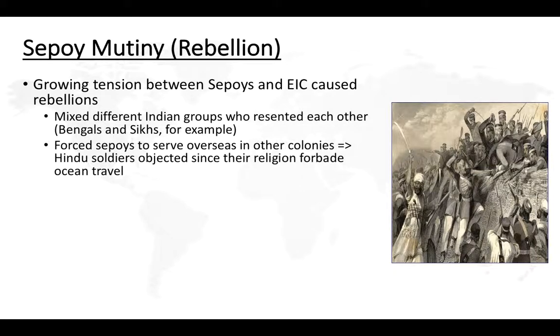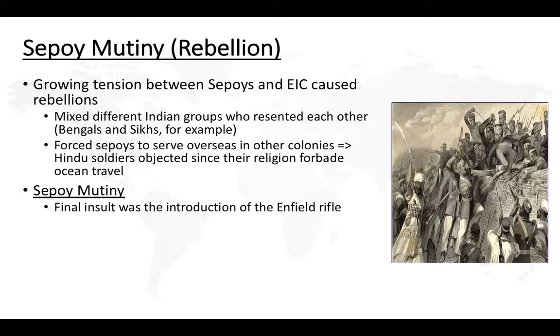The sepoys are made up of mixed Indian groups who often resented each other. And the British forced sepoys to serve overseas in other colonies, and Hindu soldiers objected to this since their religion forbade ocean travel often. And then we're going to see a mutiny break out, and you'll see why and you'll understand why. There's already tensions between the East India Company and the sepoys, the soldiers.